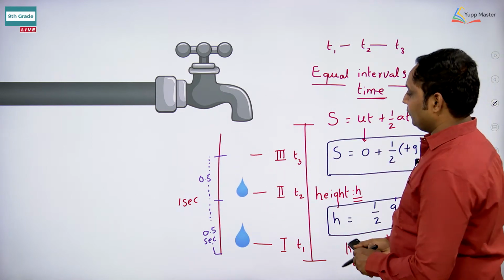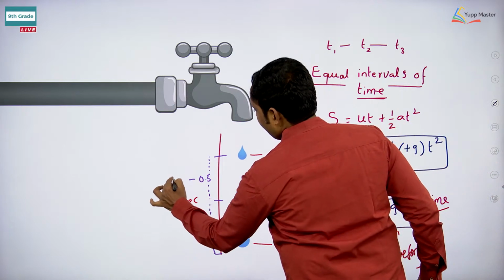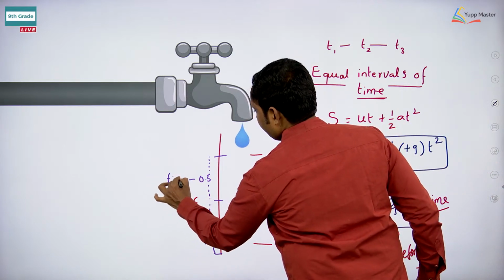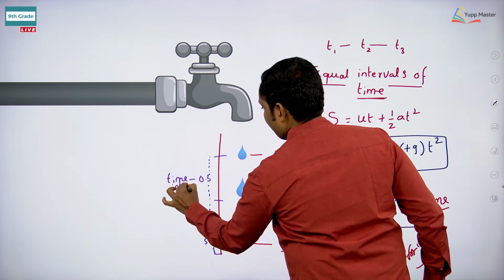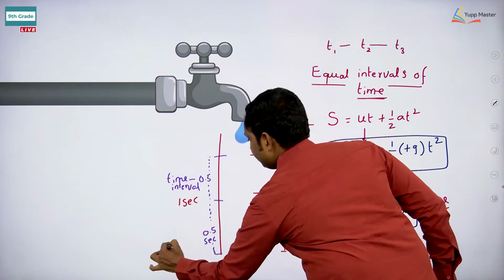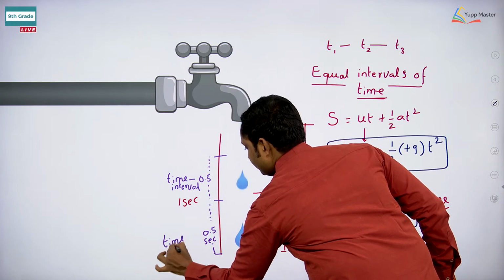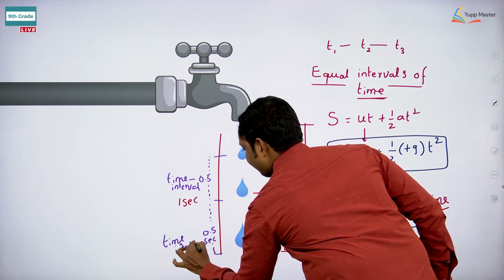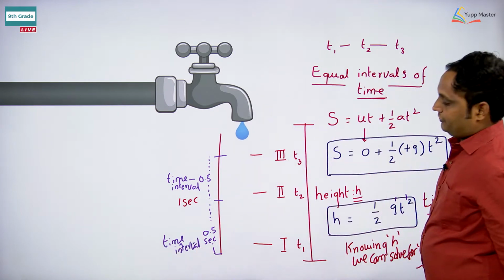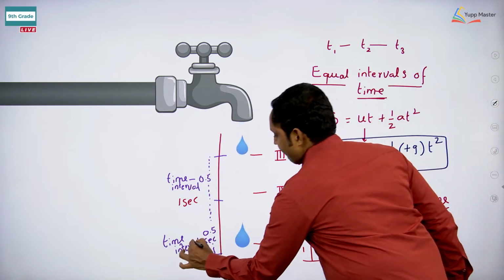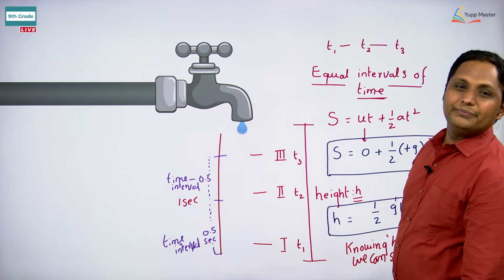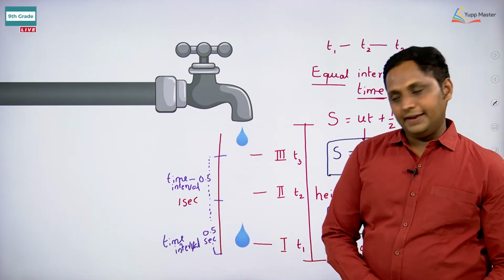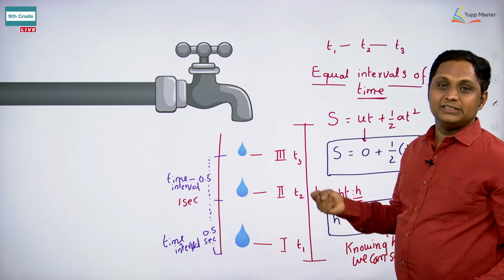All right, this is going to be the time interval, this is going to be the time interval. Just you have to get that. All right. Is it clear to solve the problem? Yes, it is very clear.